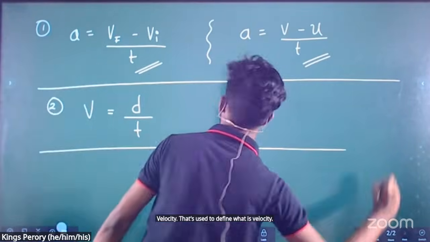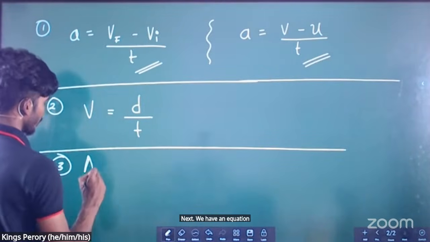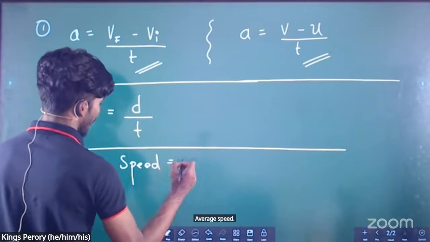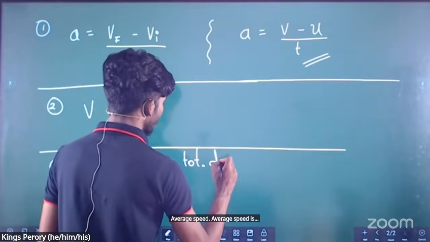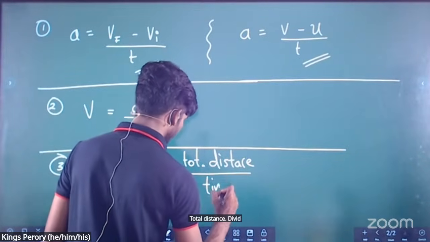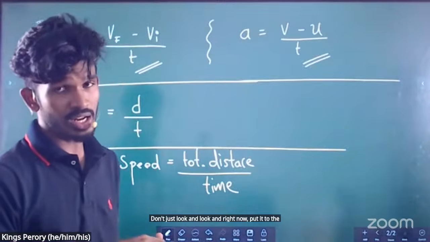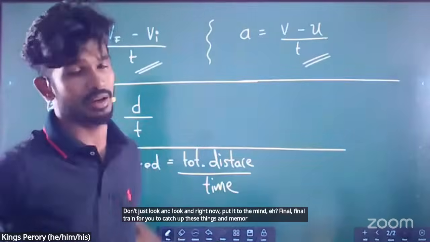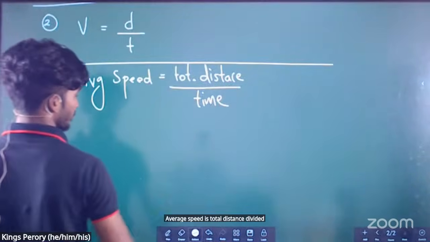Next, we have an equation for average speed. Average speed is total distance divided by time. Don't just look and write. Now put it to the mind. Try to catch up these things and memorize and put it to the mind. Average speed is total distance divided by time.